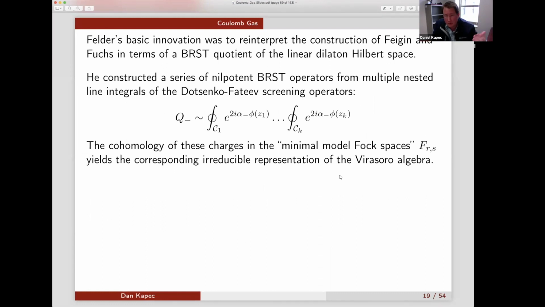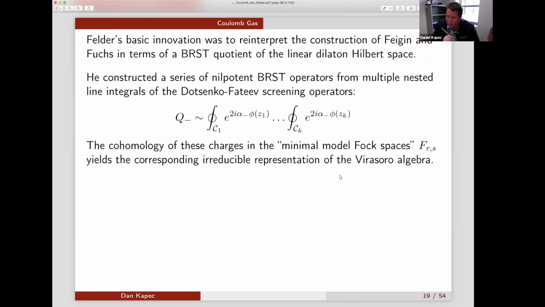And Felder's answer was basically to reinterpret the construction of Feigin and Fuchs, and also these explicit expressions for singular vectors that Thorn had worked out, as a BRST quotient of this linear dilaton Hilbert space. So he constructed a series of BRST maps using this same operator, e to the 2i alpha minus phi, but importantly, it's not always a single integral, it can be multiple integrals. It's a little bit funny, but those are exactly the things which had shown up in Thorn's representations for the singular vectors. And so he made these maps from Fock space to Fock space.